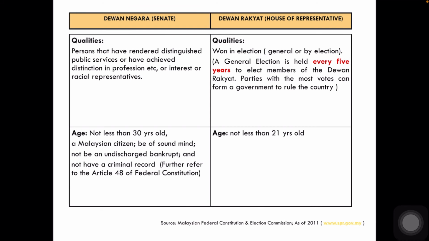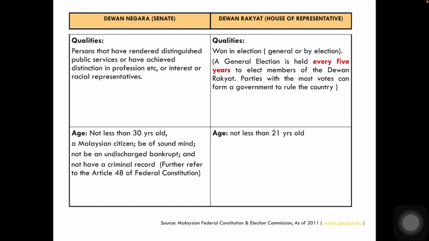So, the qualities for the Dewan Rakyat ataupun Senator, persons that have rendered distinguished public service or have achieved distinction in profession, for example, interest or racial representative. Meanwhile, for Dewan Rakyat, they won in election, general or by election. So, a general election is held every 5 years. Yang PRU tu lah. So, to elect members of the Dewan Rakyat. So, parties with the most votes can form a government to rule the country. So, itu kita kata dengan kelayakan, qualifications ataupun kita katakan requirement lah untuk jadi ahli Dewan Rakyat.